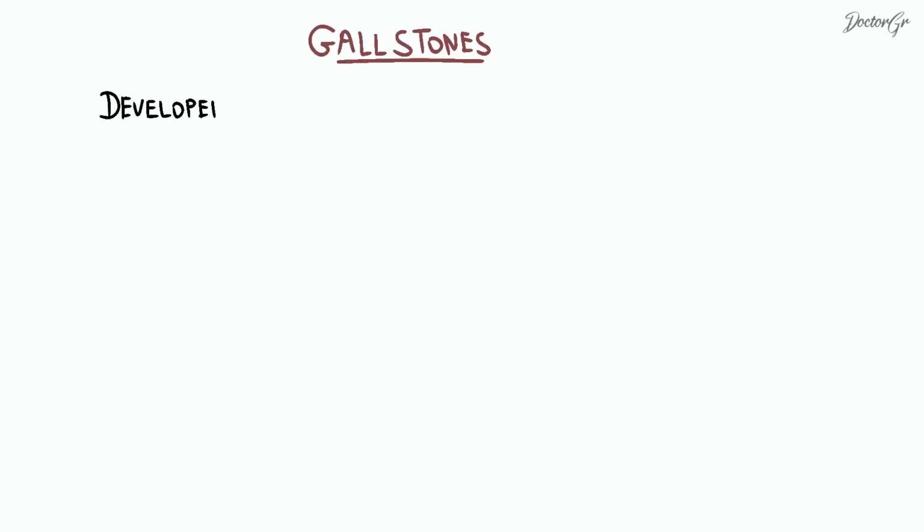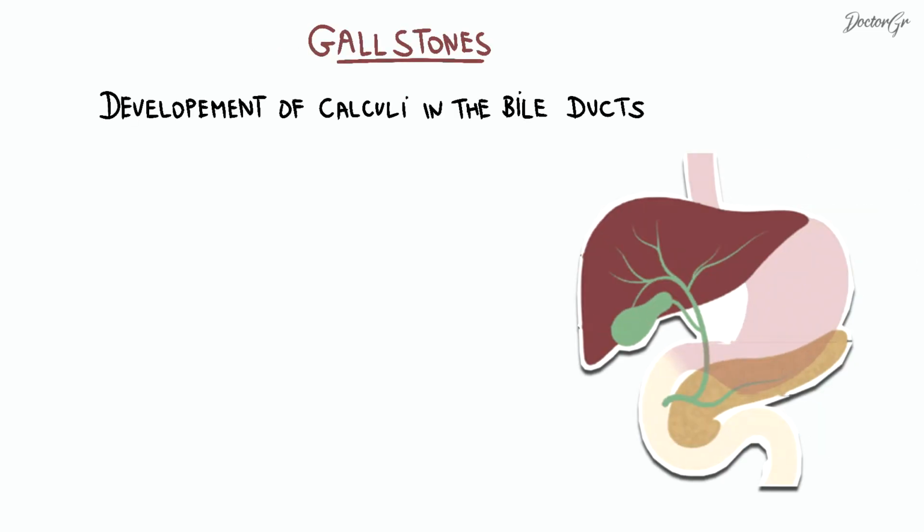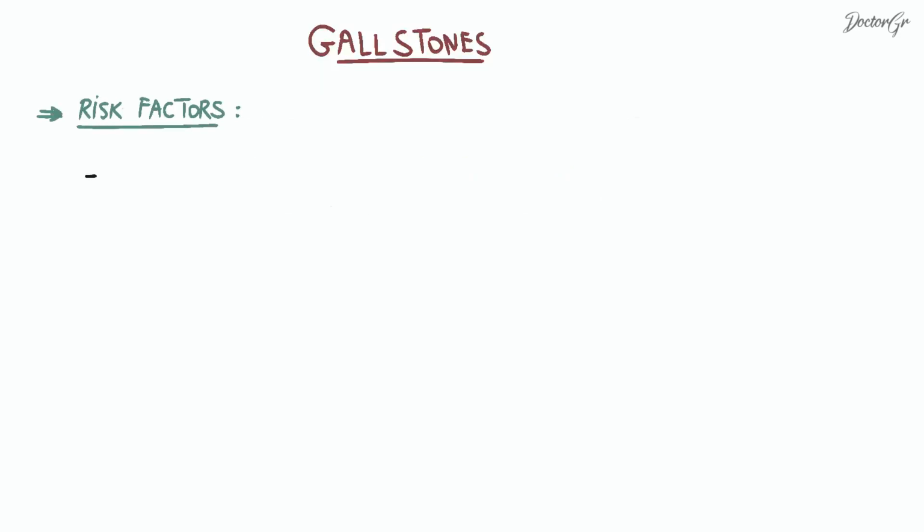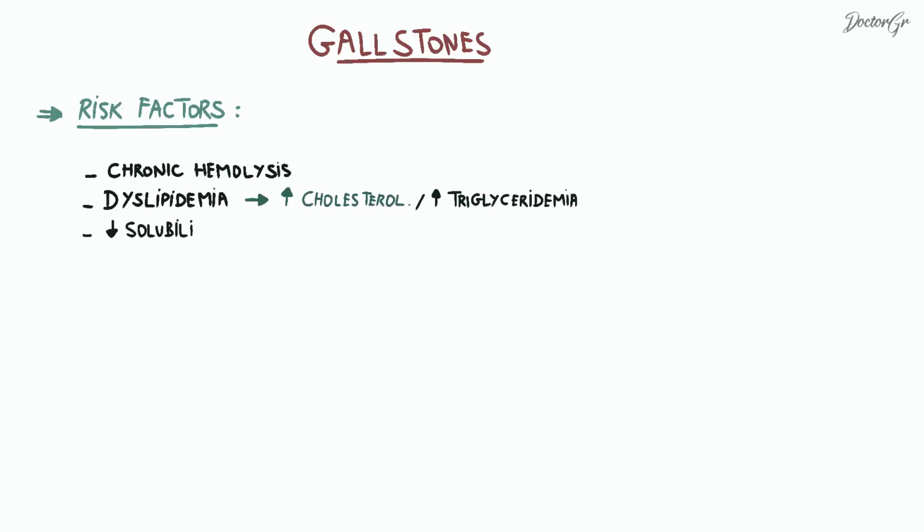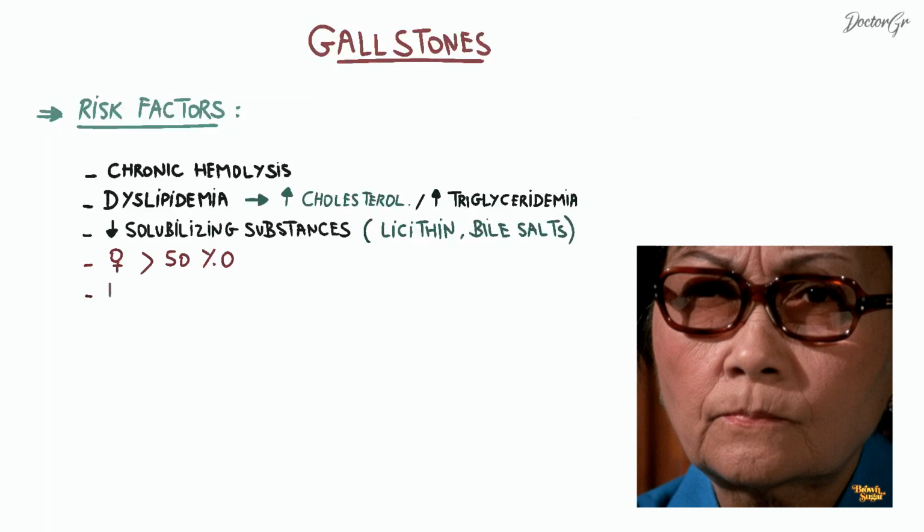Gallstone formation refers to the development of calculi in the bile duct. There are various risk factors that increase the risk of developing gallstones, including chronic hemolysis, dyslipidemia with a high cholesterol consumption, as well as a deficiency in bile solubilizing substances like lecithin and bile salts. This condition is particularly prevalent in women over 15 years old.